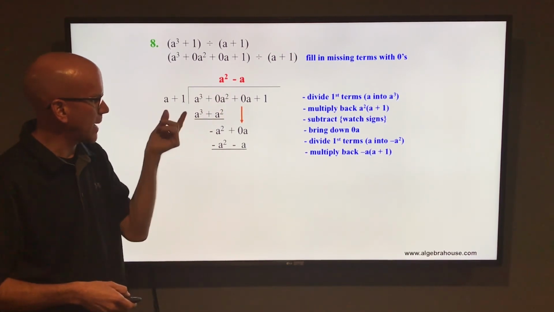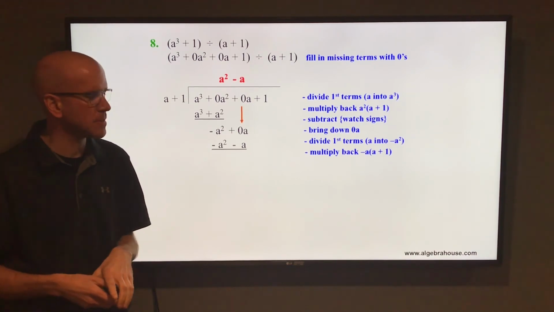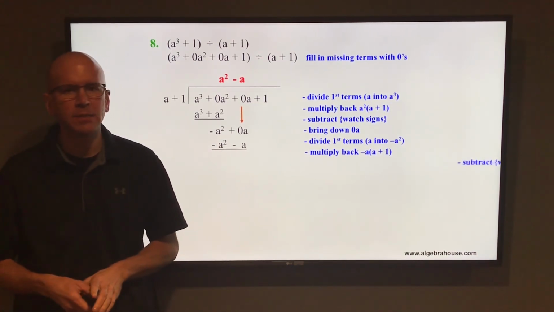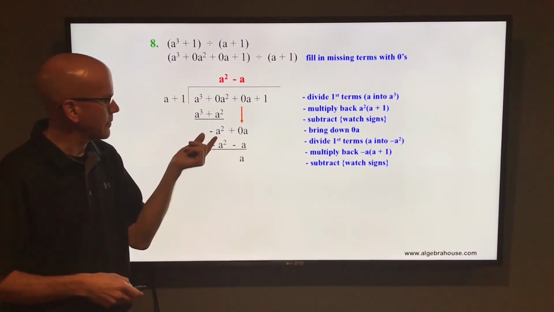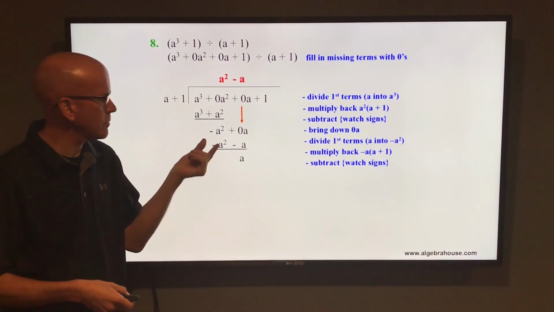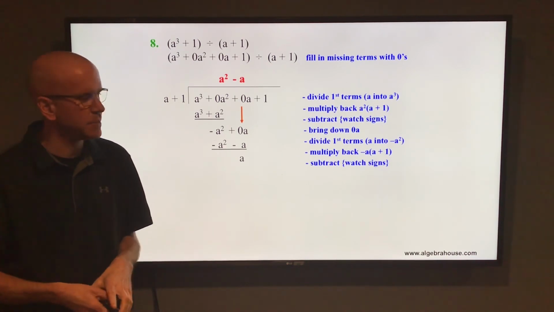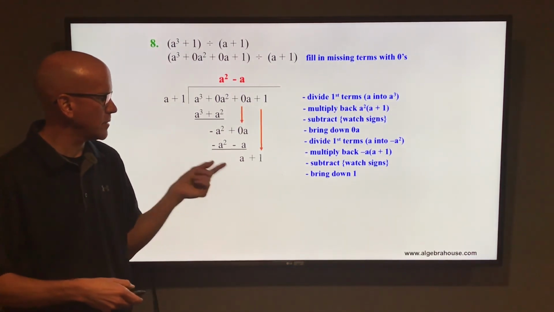After you multiply back with the distributive property, subtract. But watch your signs every time you subtract. 0a minus a negative a, that is 0a plus a, and that is going to be a. Negative a squared minus the negative a squared, it's just negative a squared plus a squared, that's 0. Or if those two are the same, you can see when you subtract, that's going to be 0. Bring down that 1, and we'll finish this off. So bring down the 1, and then you're back to dividing.